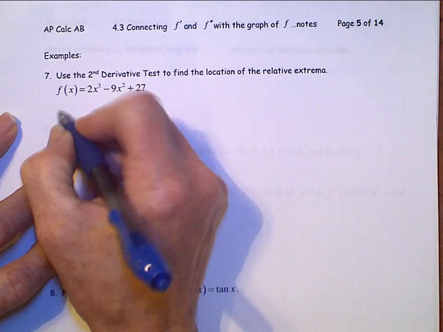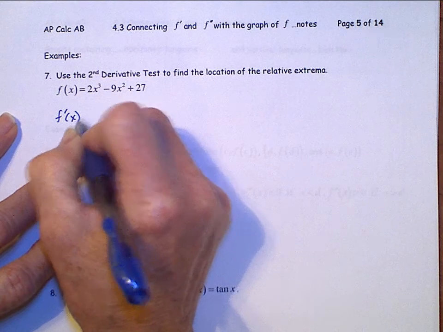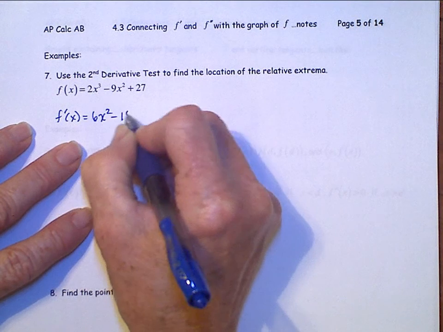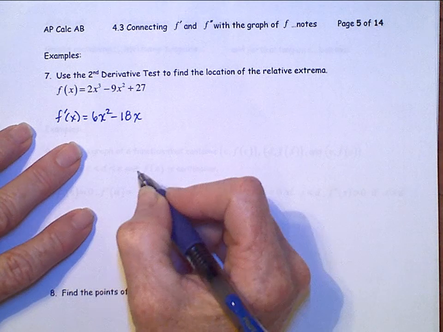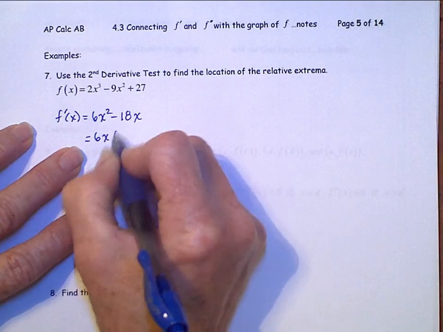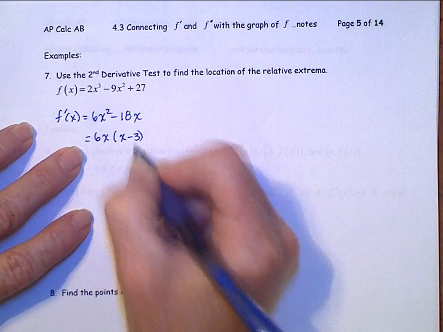So we need to find the first derivative, which is 6x squared minus 18x. And if we factor that, we can pull a 6x out, which leaves us with an x minus 3.